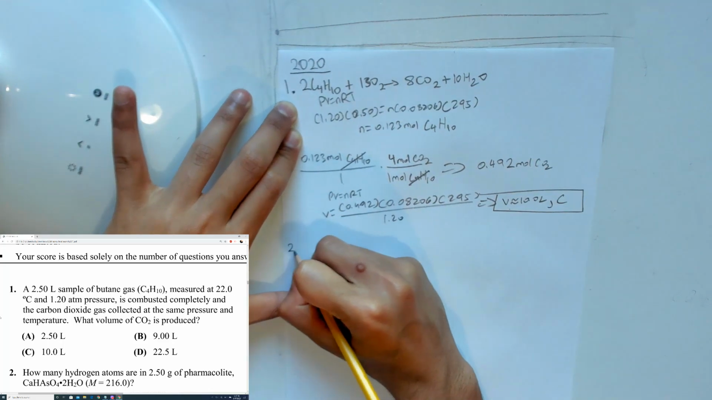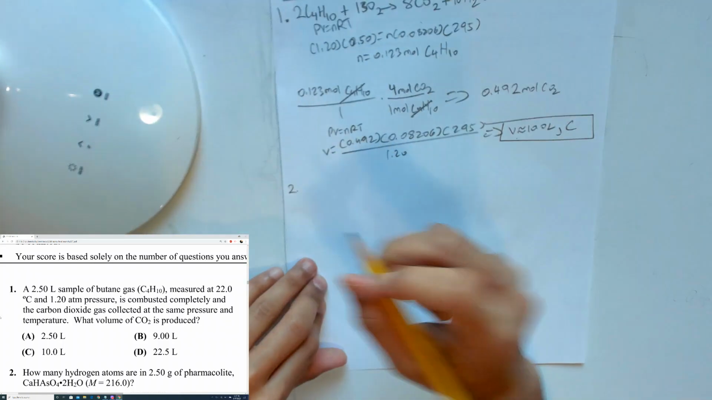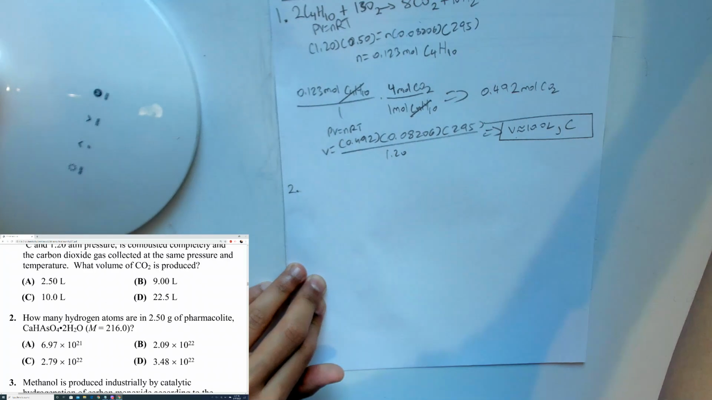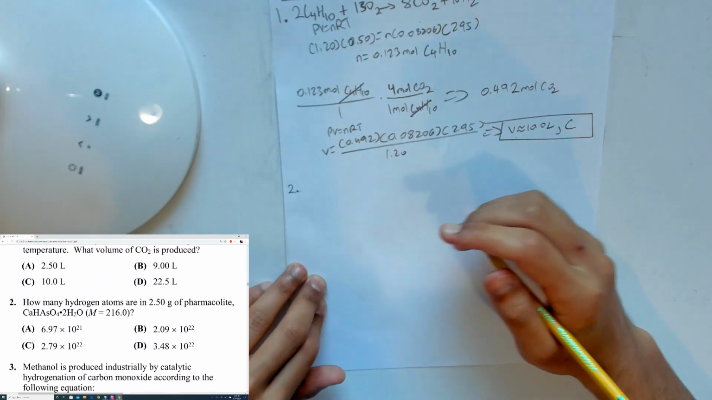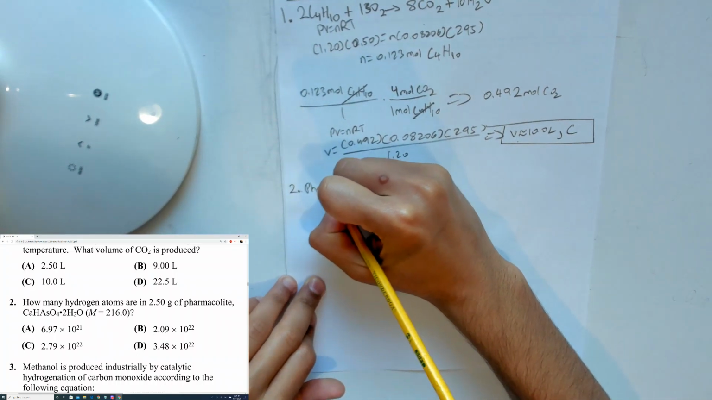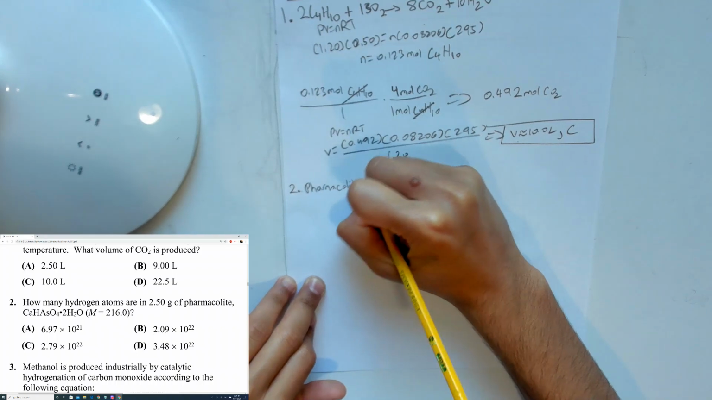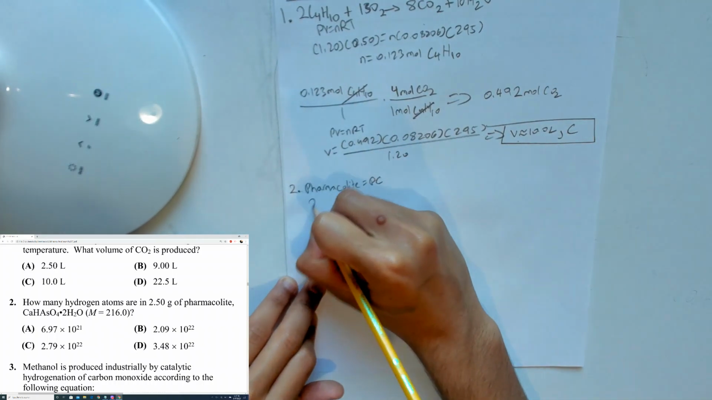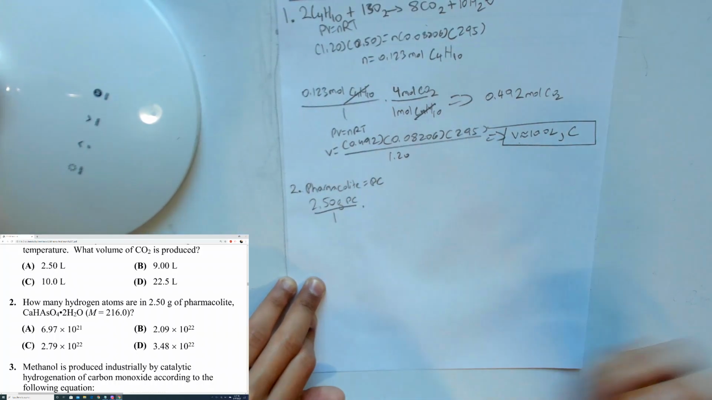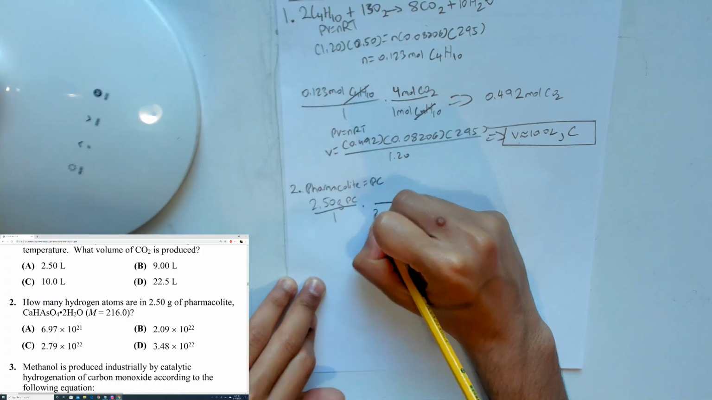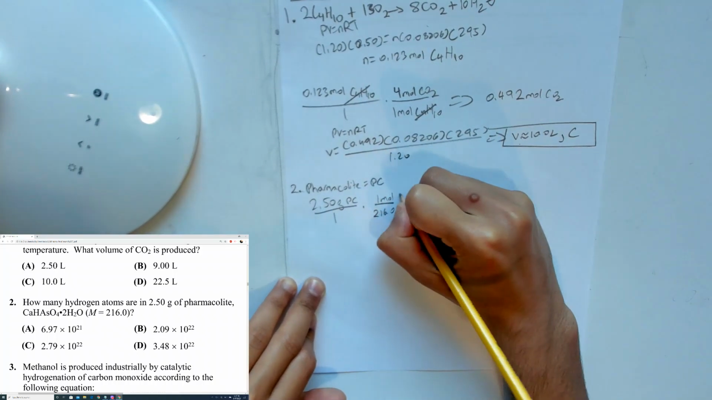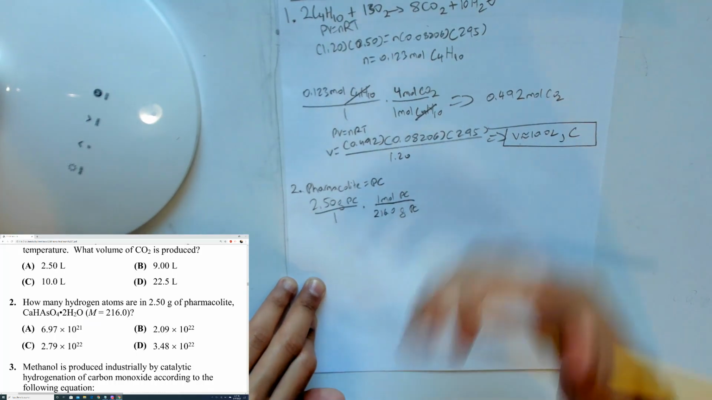Moving on to number 2. How many hydrogen atoms are in 2.5 grams of pharmacolite? So we're going to do pharmacolite equals PC, right? So we have 2.50 grams of PC. Now we want to find the moles of that using simple molar mass conversion. Now we have that amount of moles of PC.